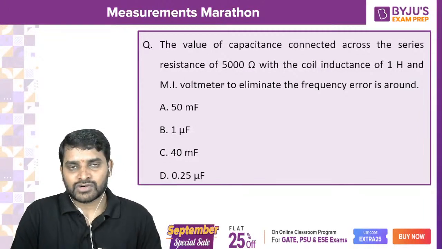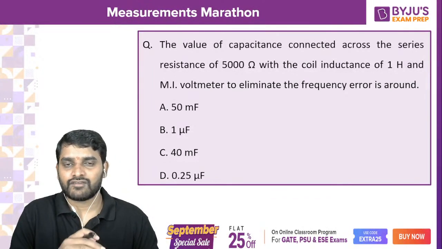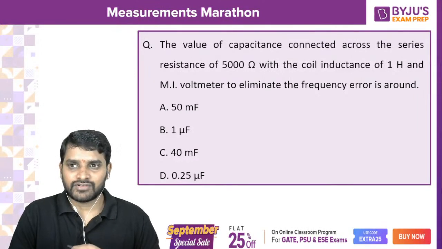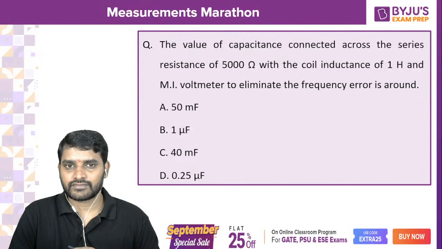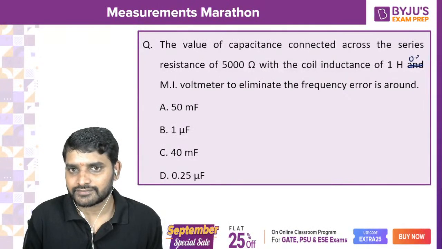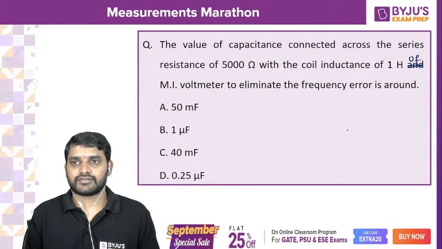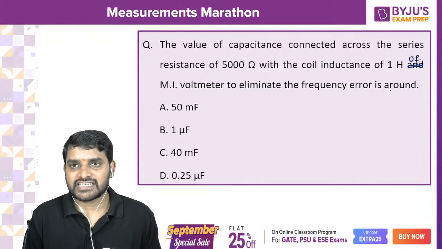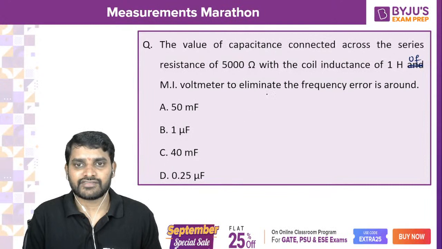Here I have one more question. The value of capacitance connected across a series resistance of 5000 ohms, with a coil inductance of 1 Henry, of a moving iron voltmeter, to eliminate the frequency error is around? The value of capacitance is being asked.